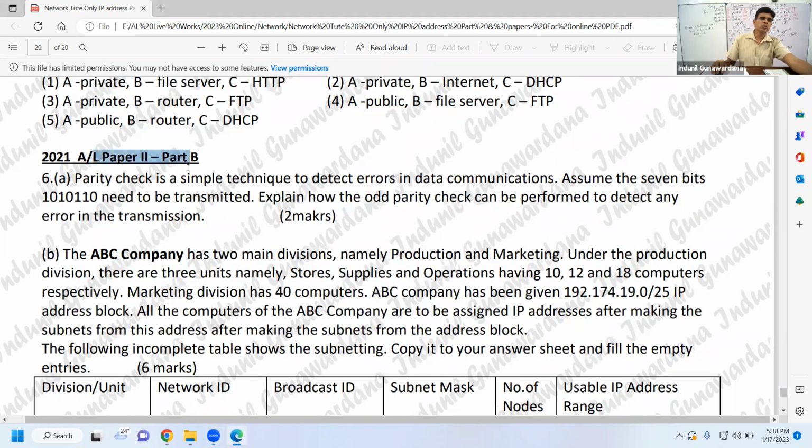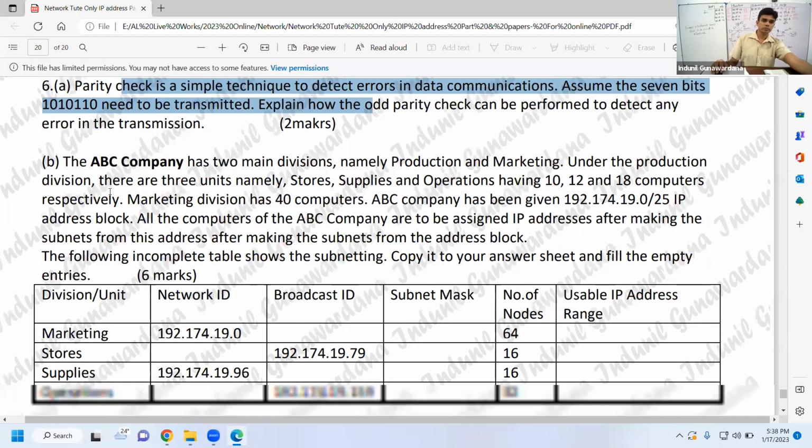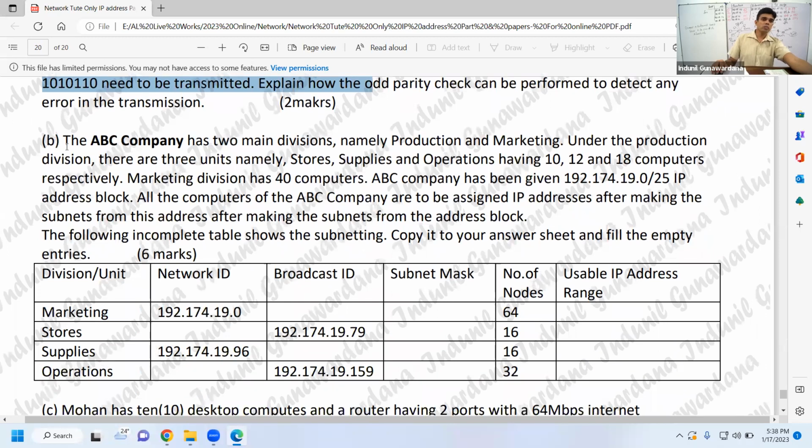Right. Then 2021, the latest paper. Parity check is a simple technique. So we didn't do parity yet. We'll do it. Therefore, I'll skip that parity part for the moment. Then read this part B.